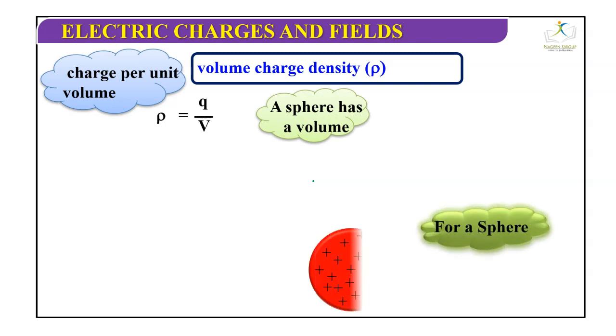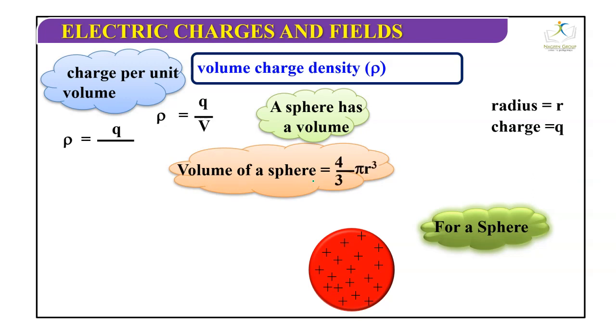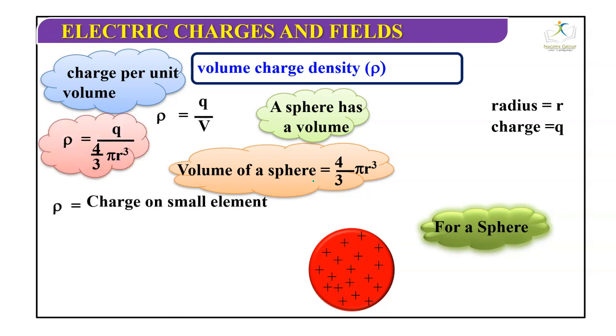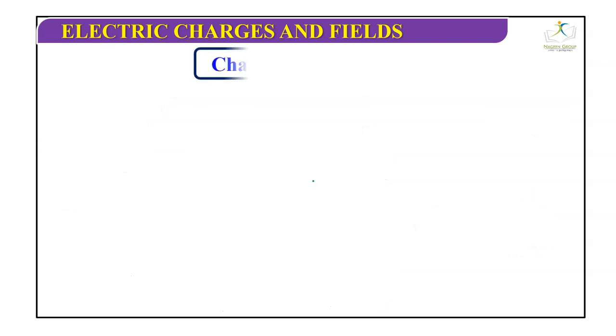Now for a sphere with a uniform charge distribution, the radius will be R and the charge will be Q. So rho will be Q divided by the volume, which is 4 by 3 pi r cube. So rho is equal to Q by 4 by 3 pi r cube. And rho gives the charge on a small element divided by the volume of the element, that means rho is equal to dq by dv. The unit is Coulomb per meter cube, and the dimensions are L minus 3 M0 I1 T1.